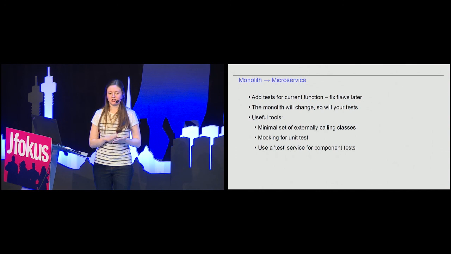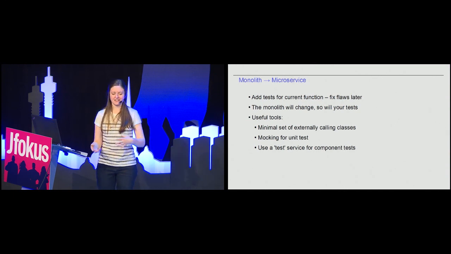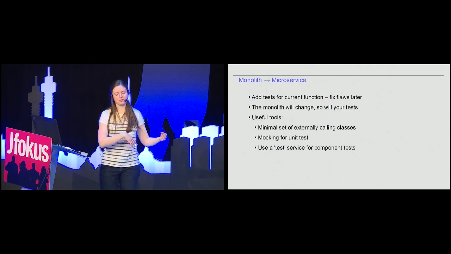The first thing is to add tests for current function and fix flaws later. The reason that I suggest this is previously in our team, we've been looking at doing an evolution of an example called Plants by WebSphere, which is an application that was built quite a long time ago to do an example of how you would do Java EE applications. As we were doing our move to microservices, there were quite a few things that we thought, oh, this doesn't really work how perhaps it would be nice for it to work, or maybe we should just change this thing. And that's quite a dangerous thing to think up as you move through to microservices.